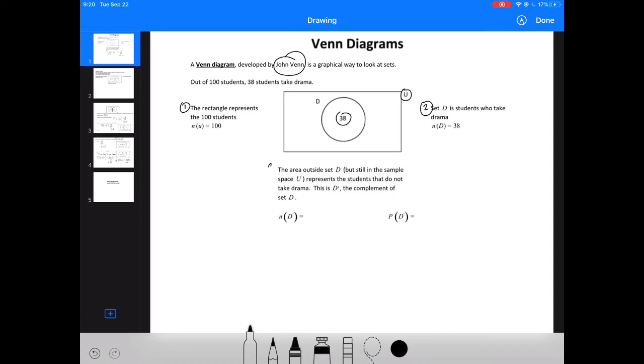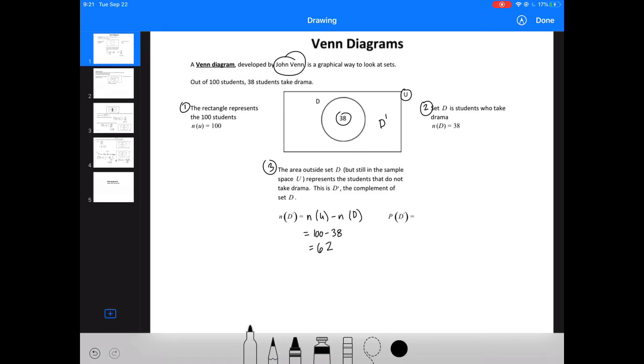And the third part is the area that is outside set D, but still in the sample space. So these are students that don't take drama. And it's called D prime, which is the complement of set D. So in order to find D prime, we would take the number of students in our sample space, take away the number of students that take drama. That would give us 100 minus 38, which is going to be 62.